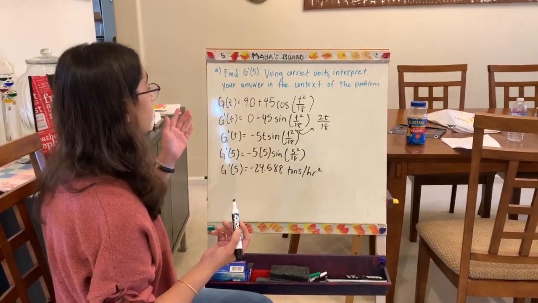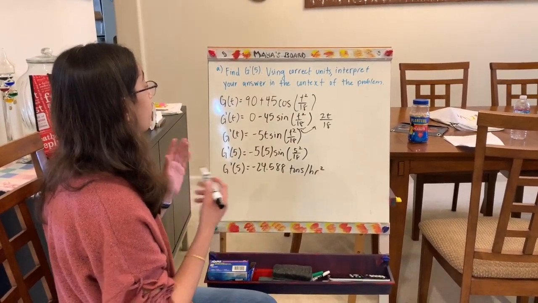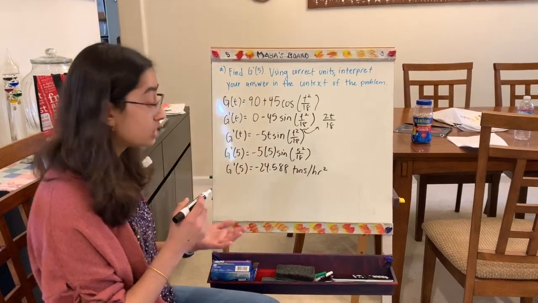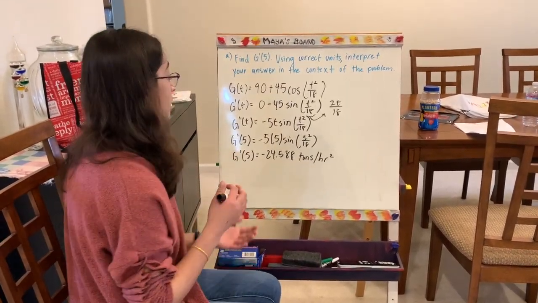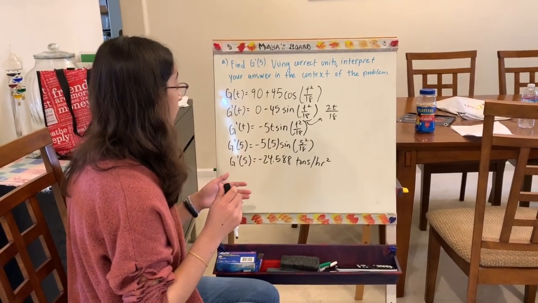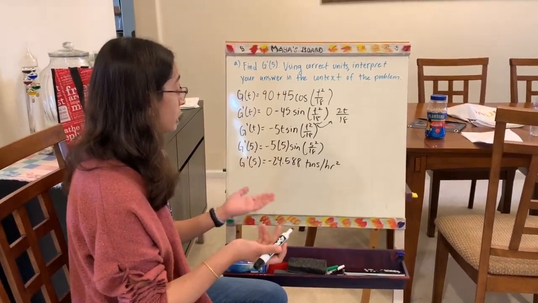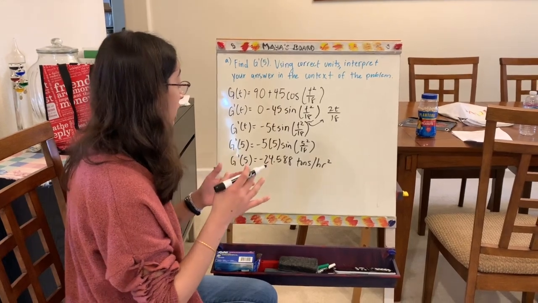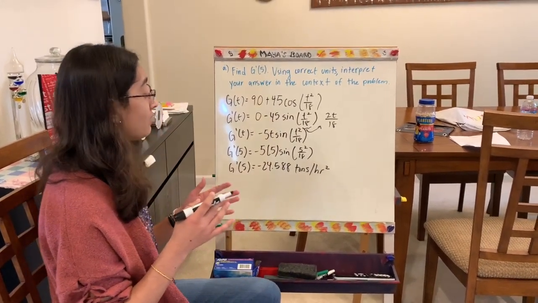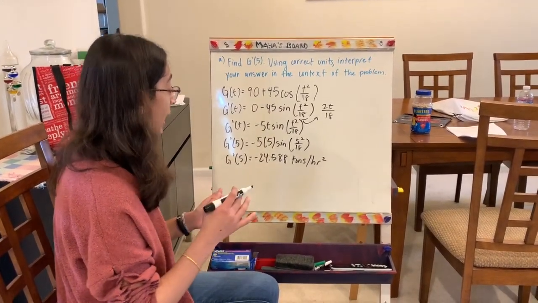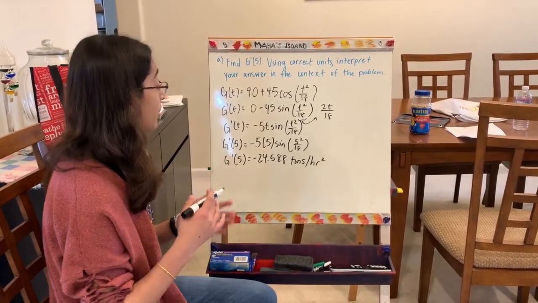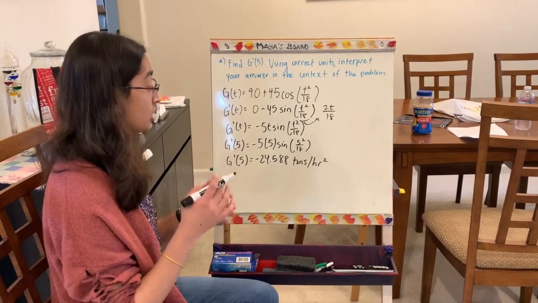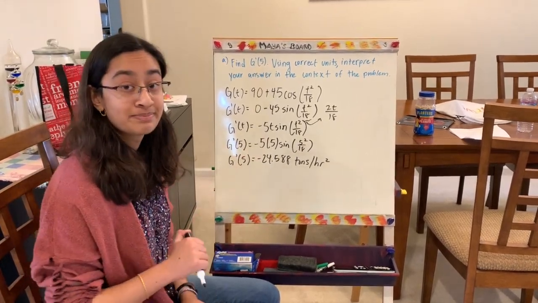So next we have to figure out how to interpret this answer in the context of the problem. So essentially what this is saying is the rate at which unprocessed gravel is arriving at the plant is changing by negative 24.588 tons per hour. Or in absolute value terms, we would say that it is decreasing by 24.588 tons per hour per hour.